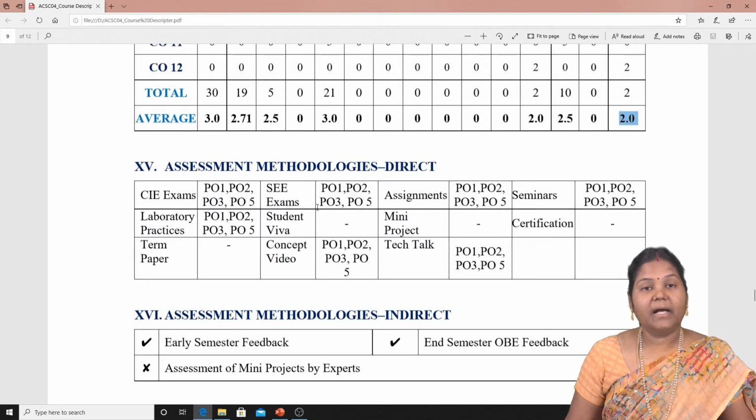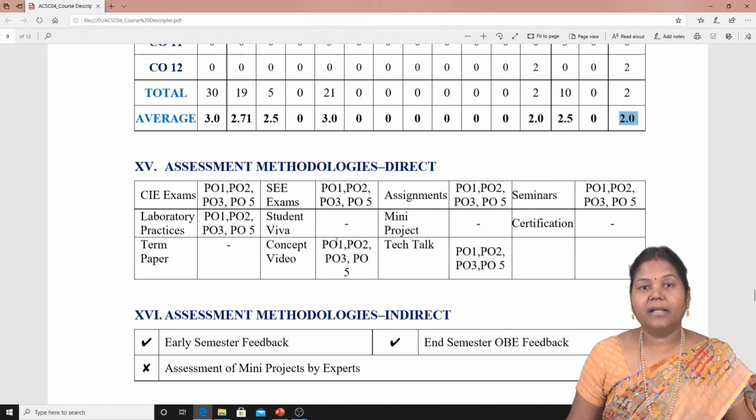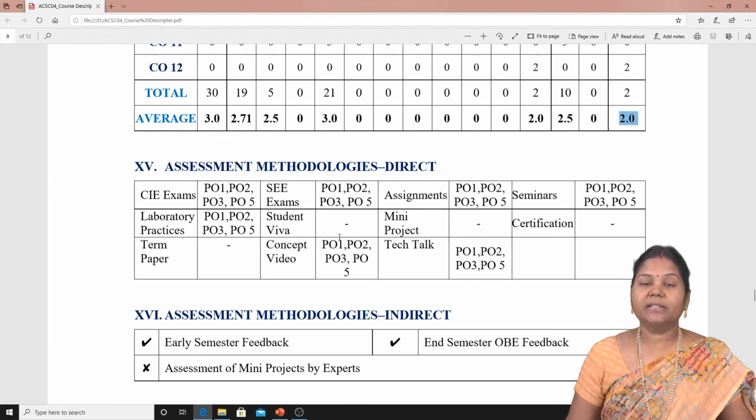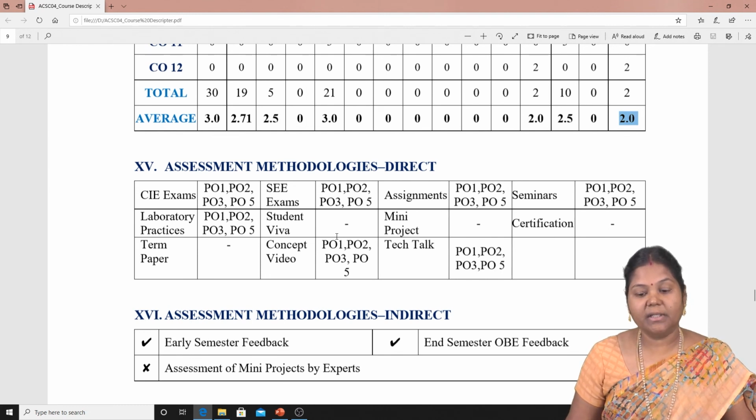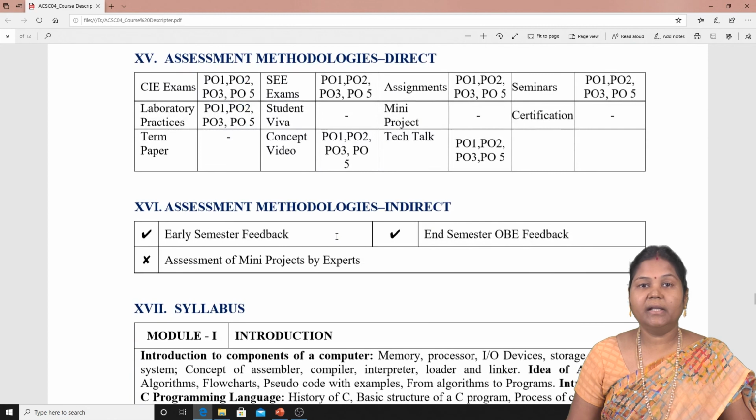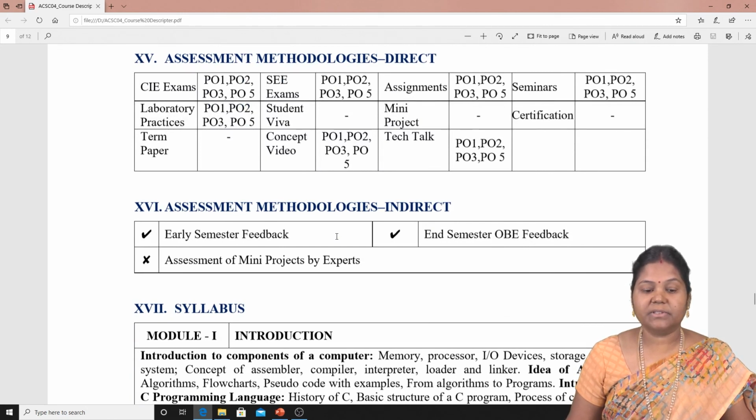Different types of assessment methodologies are there, direct and indirect. In the direct assessment, we have the CIE exams, SEE exams, different assignments, seminars and laboratory courses. We take the viva for the students. We conduct mini projects. We encourage them to do certification courses, tech talks and so on. These are the direct ways of assessing the students. Similarly, we have indirect assessments, where we take the early semester feedback and end semester feedback for assessing the students.